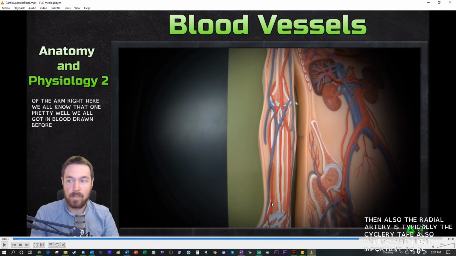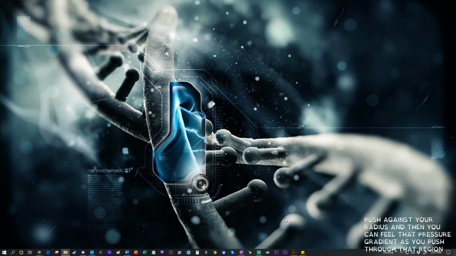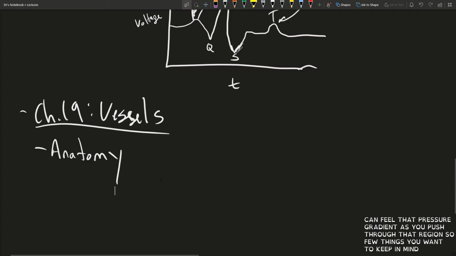So right here, the radial artery is an important site for pulse because you can push against your radius, and then you can feel that pressure gradient as you push through that region. So a few things you want to keep in mind there: the anatomy and the key blood vessels and so forth. There are a few matching sections in your virtual lab that highlight some of the important ones, so you want to look over those as well.